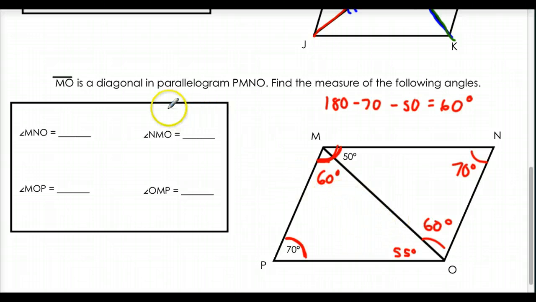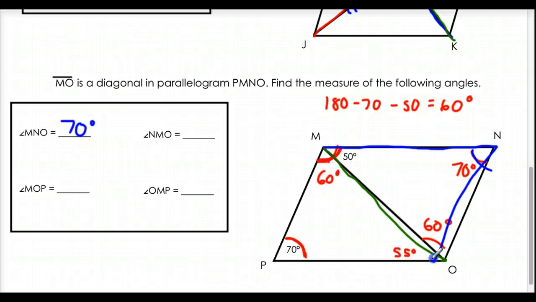So let's fill in what we know now. MNO, that's MNO. Let's follow that around. N is our vertex, so that is 70. MOP. All right, let's try that. M to O to P. O is our vertex, and that is 55.